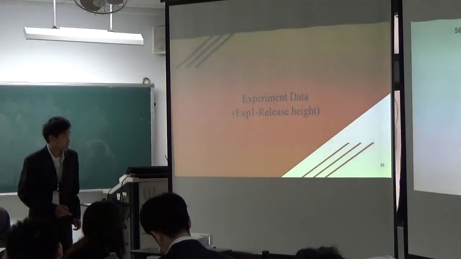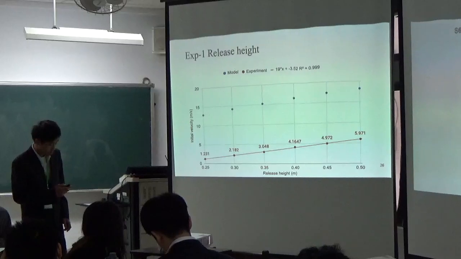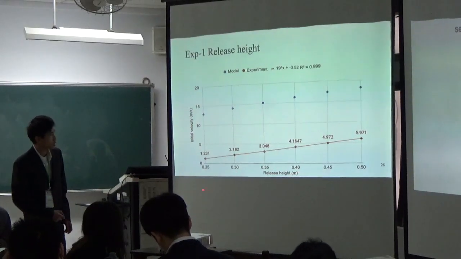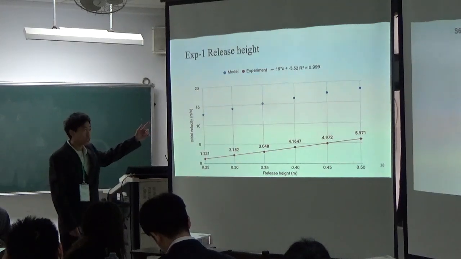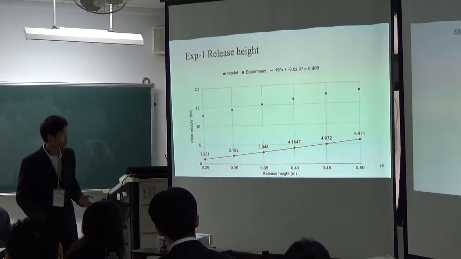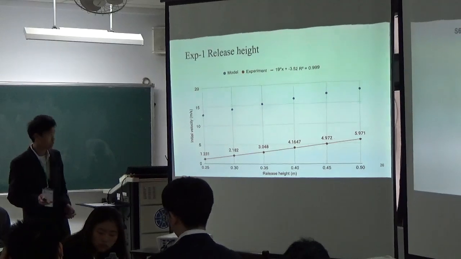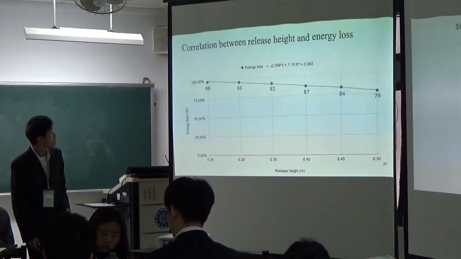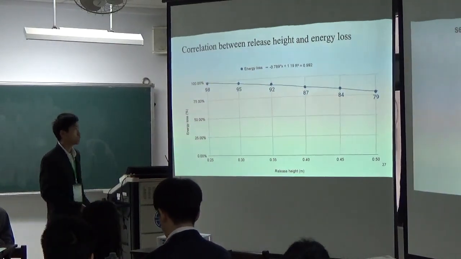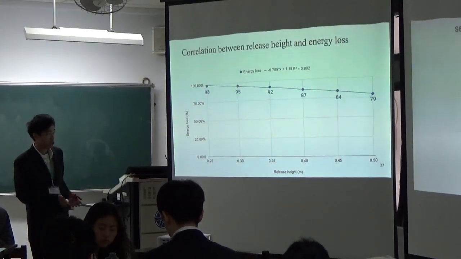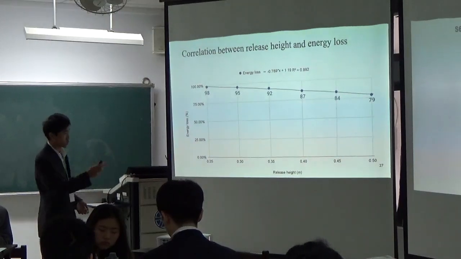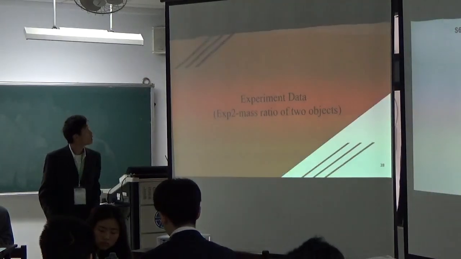So this is our data for experiment 1. You see that it results in a pretty linear graph with an R squared of 0.99. Our blue dots are modeled, considering that the energy is transferred 100%. So the correlation between release height and energy loss is shown. You'll see in our graph that as we increase the release height, the energy loss is lower.